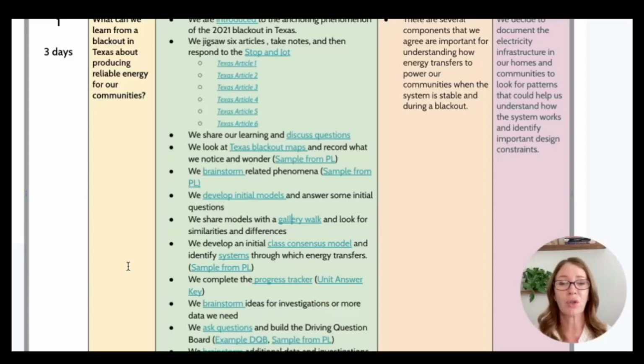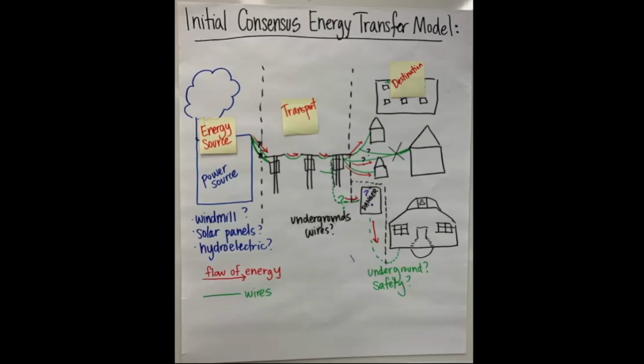So we're going to look for similarities and differences and then come back together and share those out and build a consensus model. Now, the way we do this is that students provide ideas. I usually ask one student at a time to give me one thing for the model, and I draw it on the model. And I say, okay, how should I draw this? Should it look like this? Would this be a windmill?